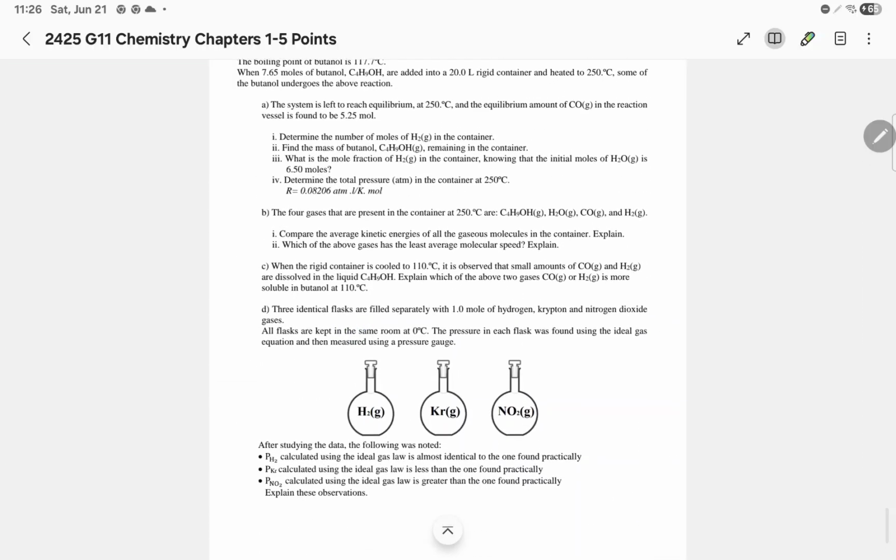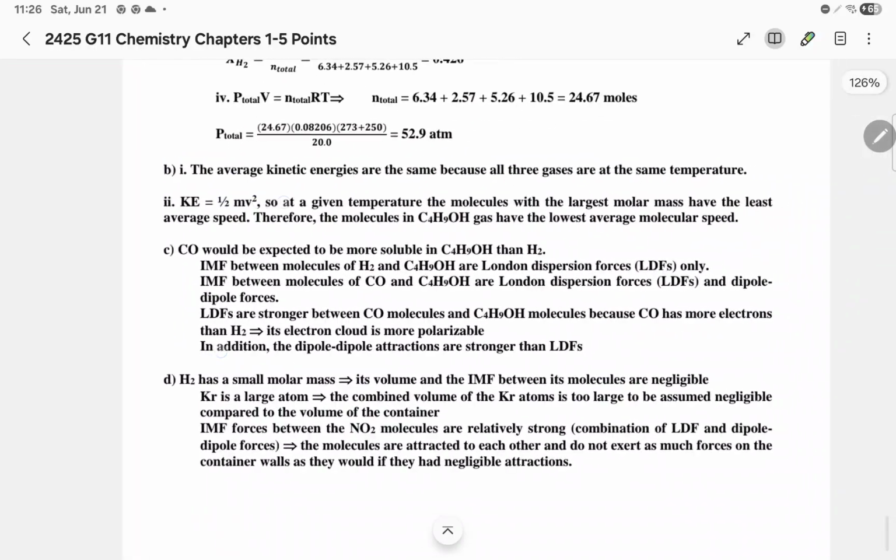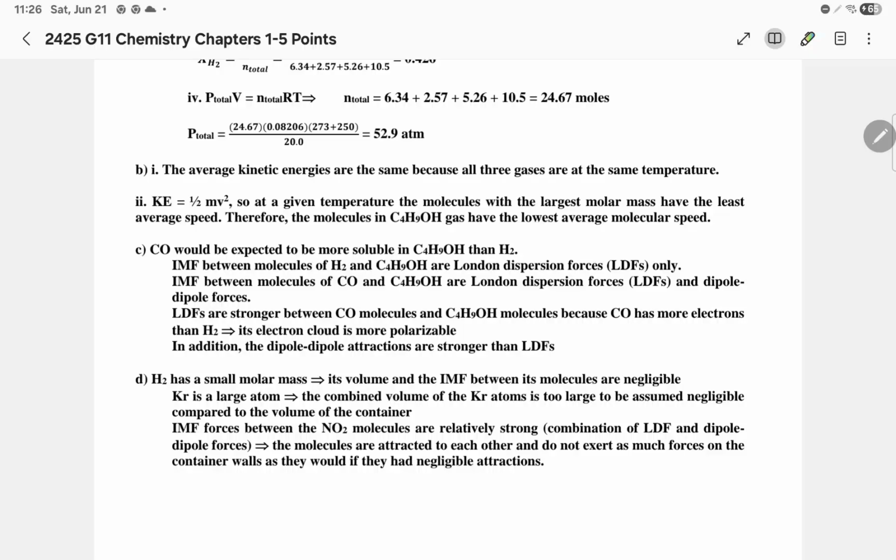Now, when the rigid container is cooled to 110, it's observed that small amounts of CO and H2 are dissolved in the liquid. Explain which of the following gases is more soluble at 110. CO would be more soluble because the IMF between the molecules of H2 are London dispersion... Did we even take this? Dipole... I'm honestly not sure we took this. So I'm just going to read it out, because I do not remember seeing this anywhere in the folder.